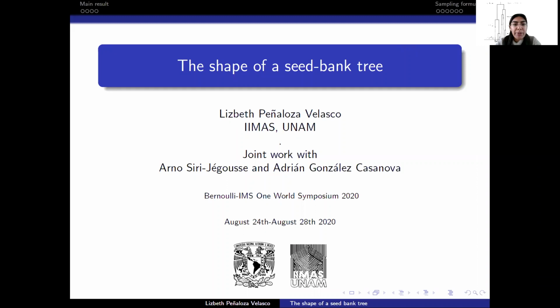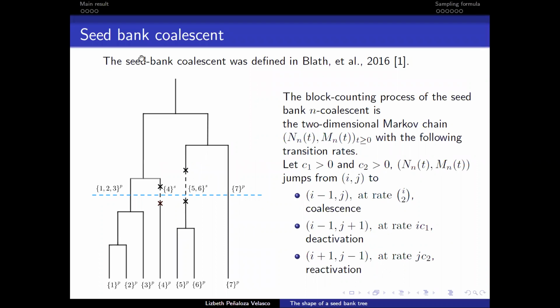I am a PhD student and I'm going to talk about the shape of a sigma tree. This is joint work with Arnold Sirigi and Adrian Gonzalez Casanova. Then I'm going to start talking about the seed bank coalescent. It was defined in Blath et al.